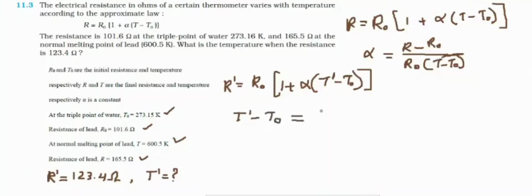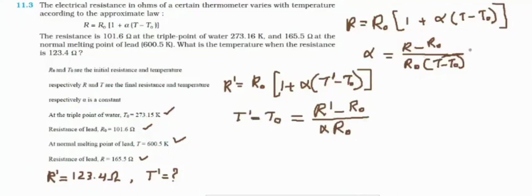T dash minus T naught is equal to, you can see, R dash minus R naught divided by alpha into R naught. Now, if you calculate the value of alpha in the first step, we can substitute the value of alpha, R dash and R naught, so that T dash minus T naught can be calculated. From there, T dash can be calculated.